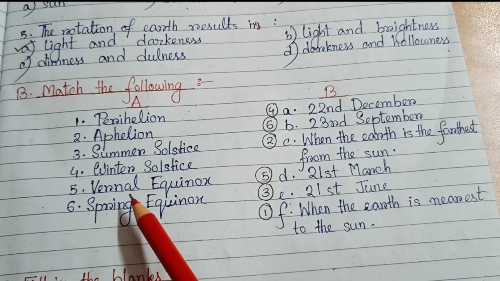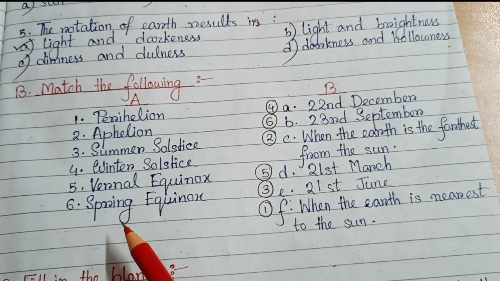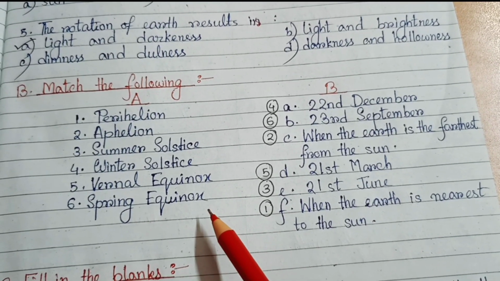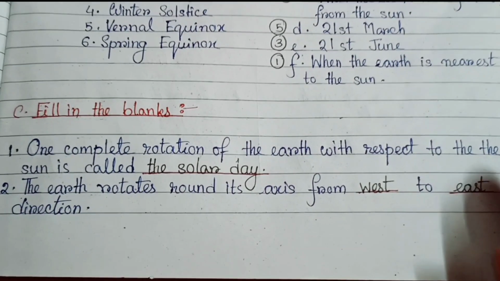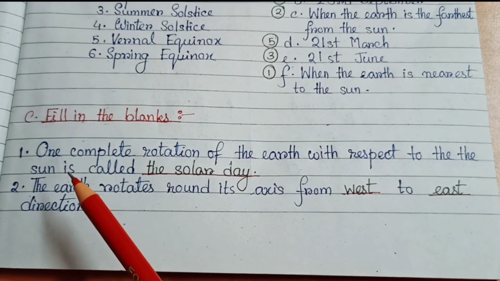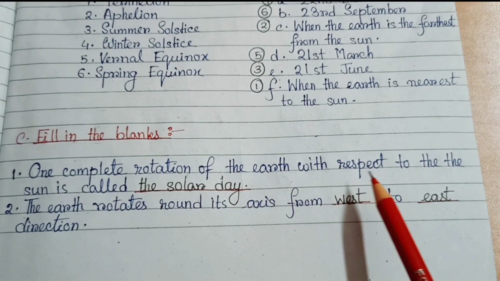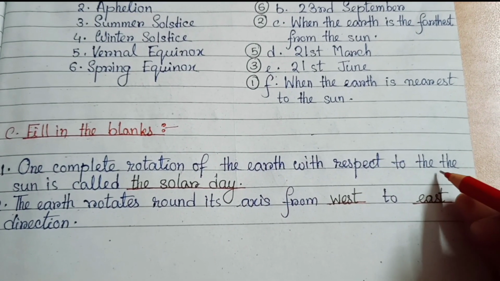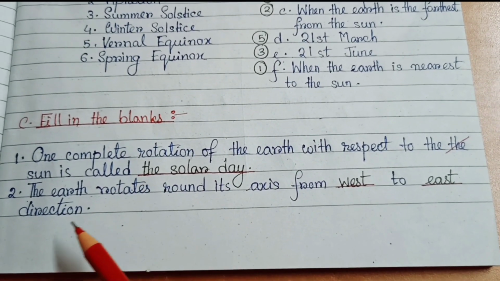Number 5. Vernal equinox, 21st March. Number 6. Spring equinox, 23rd September. Next, fill in the blanks. 1. One complete rotation of the earth with respect to the sun is called the solar day.